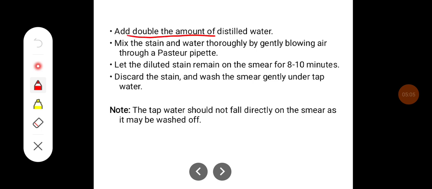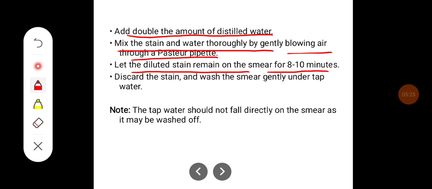Then add double the amount of distilled water, or if you have a buffer solution, add an equal amount of the buffer solution. Then mix the stain and water thoroughly by gently blowing air through the Pasteur pipette. Then let the diluted stain remain on the smear for 8 to 10 minutes. This particular phase is called the staining period, and the initial phase of 1 to 1.5 minutes is called the fixation period. At this stage a scum layer is going to appear, so that indicates that ionization of the dye has taken place.